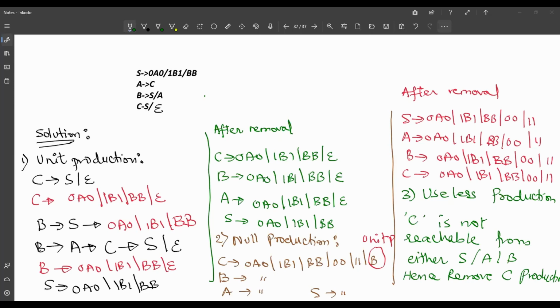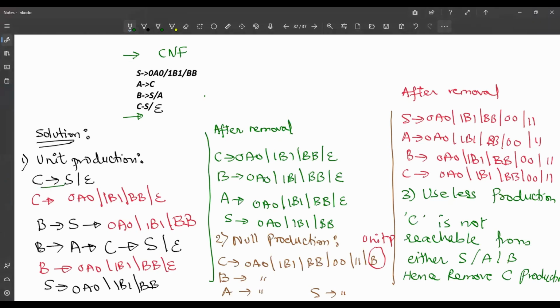Today we will discuss a grammar that we have to convert into CNF. So this question, this grammar is given that we have to convert into CNF. So what are the steps? First of all, as we can see, there are many unit productions. So we start with the last production where we have C producing S and C producing epsilon.